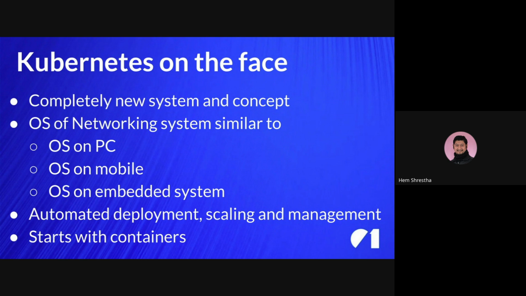Similarly, Kubernetes is also the OS of the networking system. So what will happen in the coming days? It's just a comparison. Like with an OS, you can do anything. You can automate deployment, scaling, and management.